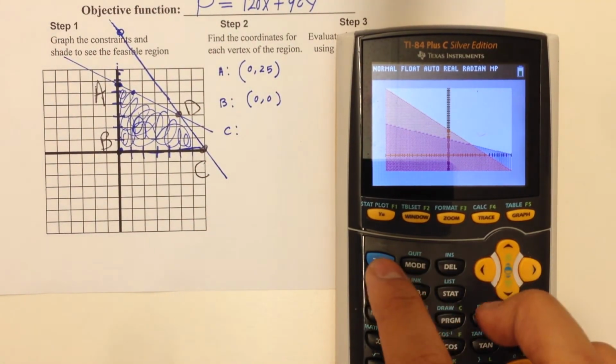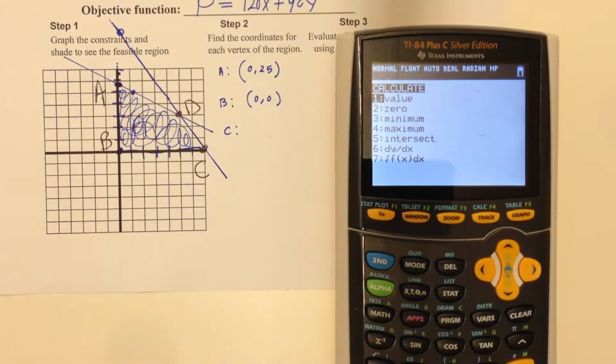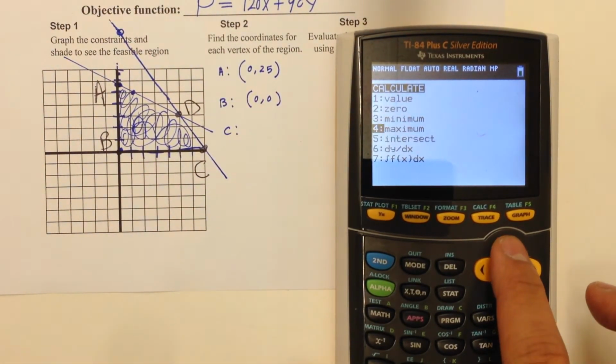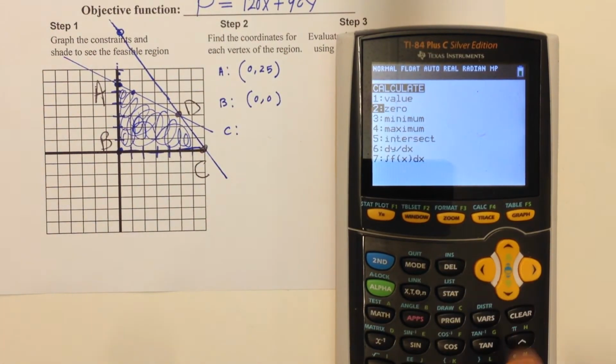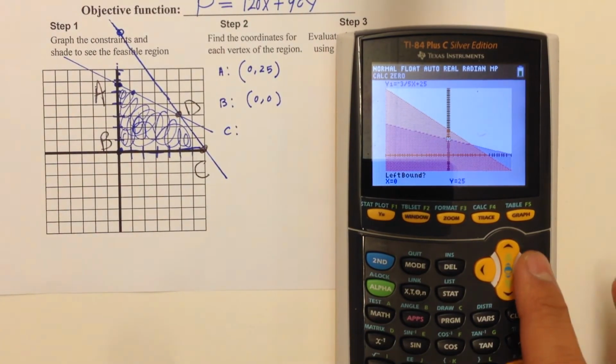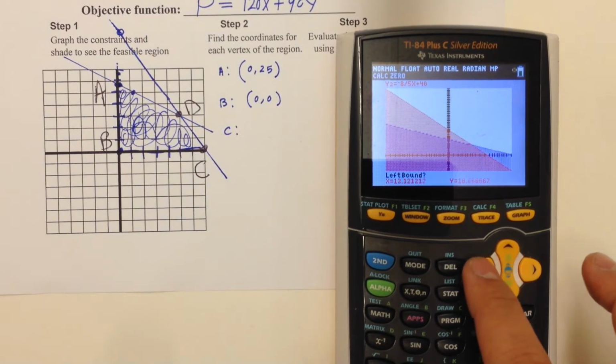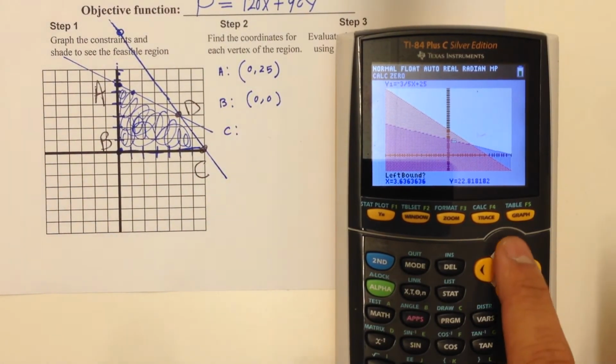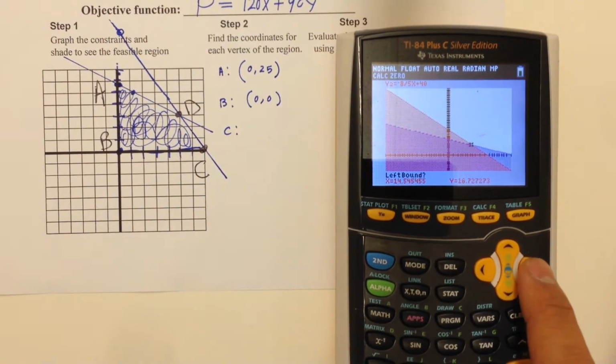So I would go second calculate, and I'm going to calculate the zero. The zero is the point where the line crosses the x-axis. The x-intercept is also called a zero if you like to think of it that way. So I calculate the zero, and I'm going to make sure I'm picking the right equation. Notice that now it's on the right equation. Earlier it was on the blue equation, so I have to toggle to the right equation because I want to find that x-intercept.